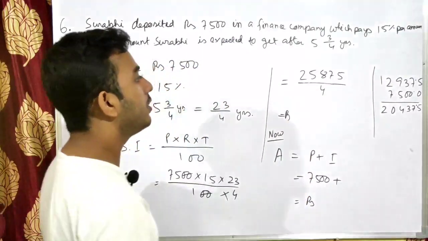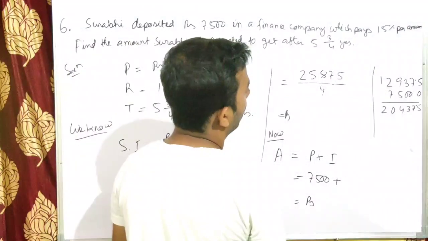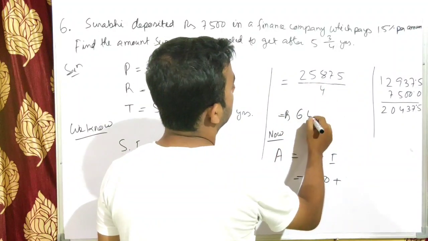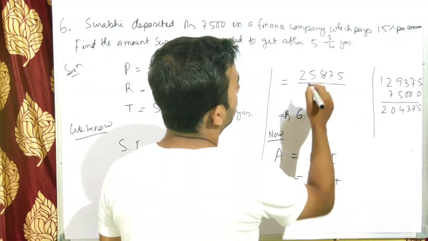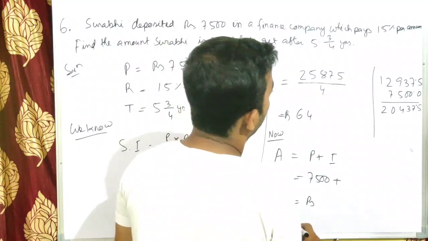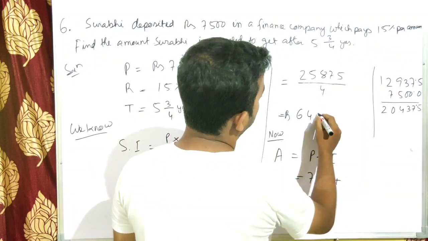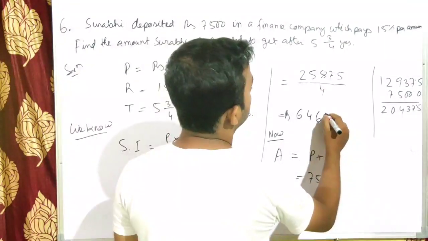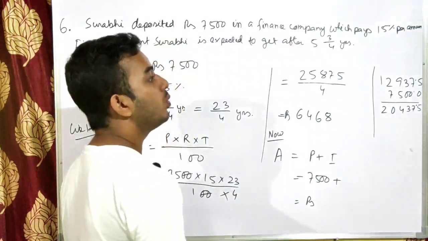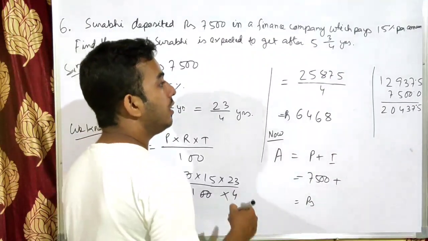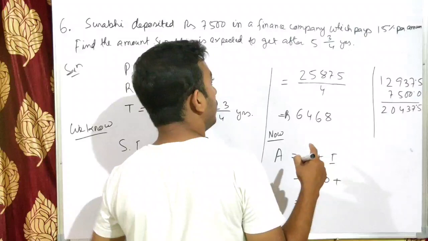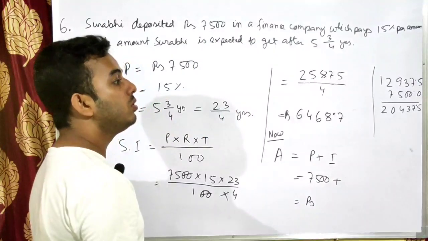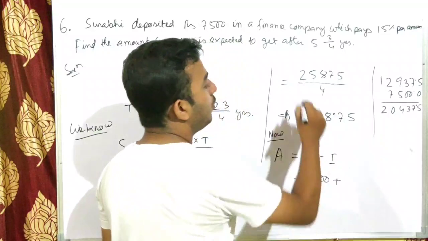So look, now 23 divided by 4, how much is it? 4 into 6 is 24, then 4 into 4 is 16. Then 4 into 6 is 24. Then 4 into 8 is 32, 32 and 35. Then 4 into 7 is 28, then 4 into 5 is 20. If you divide this, you will get the result.